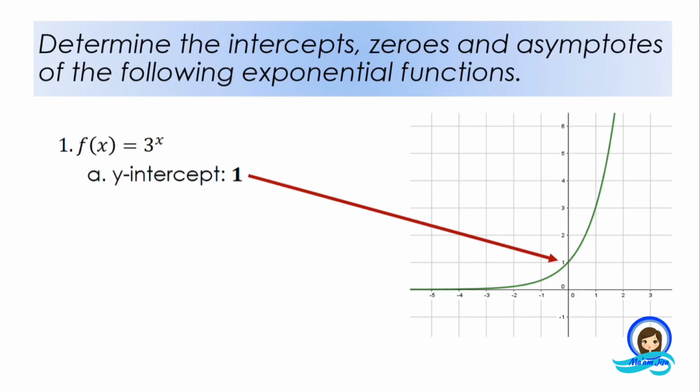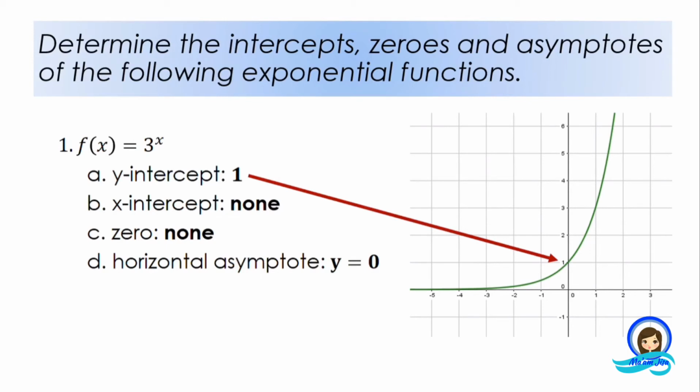If you have noticed, the graph did not cross the x-axis. Therefore, it has no x-intercept. It also has no zero. With regards to the horizontal asymptote, the graph approaches the line y = 0. That is our horizontal asymptote. And again, there is no vertical asymptote.